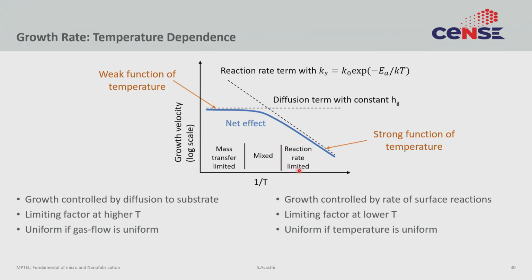However, if you are reaction rate limited, your problem is the reaction at the substrate. You are limited by the temperature, and it is uniform if your temperature is uniform. If you have temperature non-uniformity, the k changes, and you get non-uniform deposition. However, as long as the temperature is uniform across the wafers and on top of a wafer, you will have the same growth rate. You have a uniform growth rate.